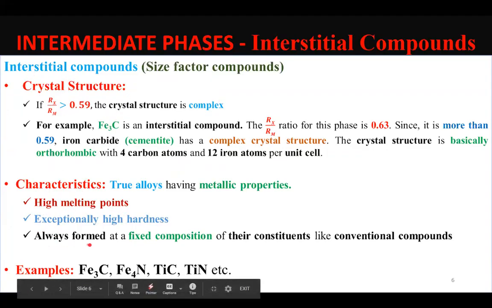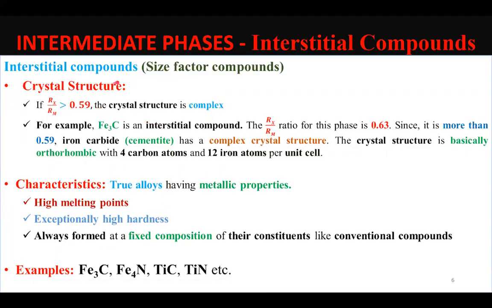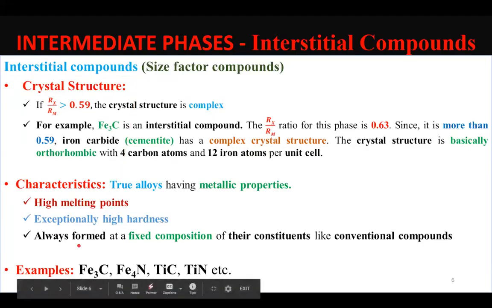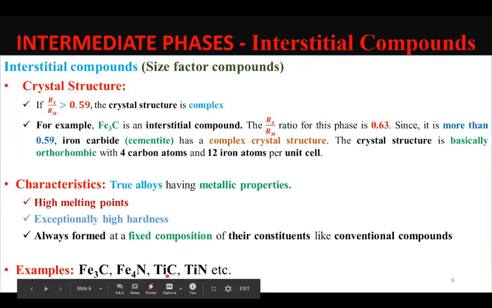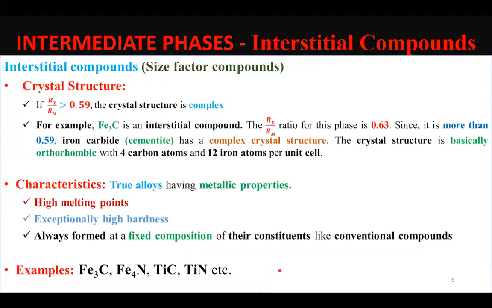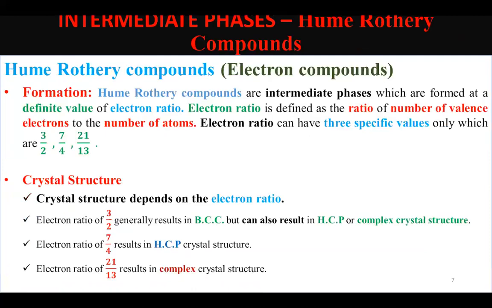And another thing is that these intermediate phases, these compounds, behave as conventional compounds in the sense that they always get formed at a fixed ratio of their constituent elements. So Fe3C, Fe4N, TiC, TiN, etc. are examples. Now let us move to the next type of intermediate phases.